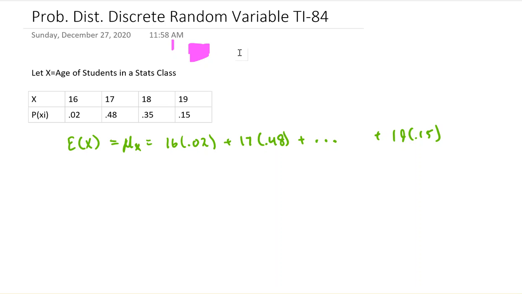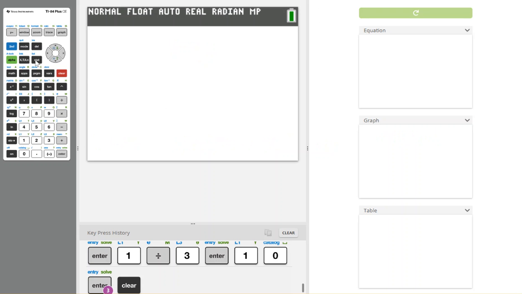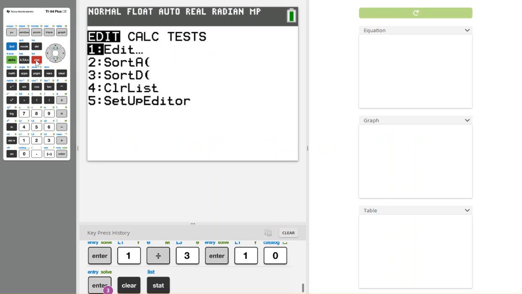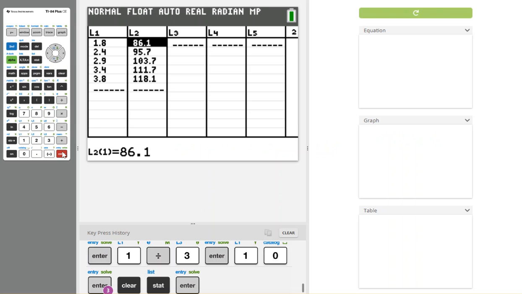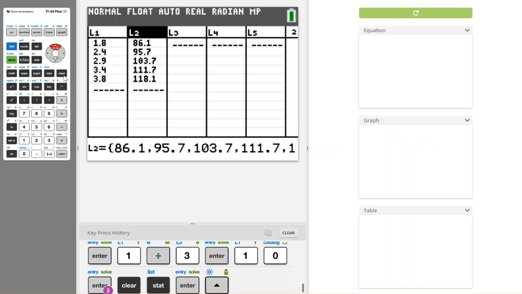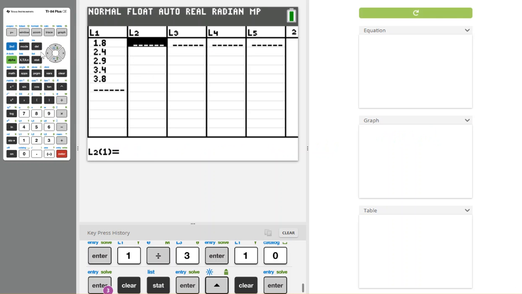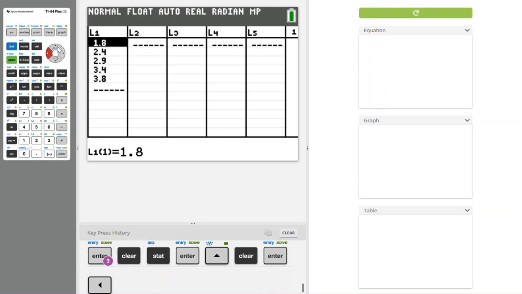So how can we use our calculators to do it? Well, we are going to leverage the lists functions to begin with. So what we're going to do is I'm going to go to my TI-84. I'm going to go to stats and then edit, because I want to make lists. Now, if I have information in the lists already, I'm going to clear them. So I'm going to clear everything in list 2, clear everything in list 1.